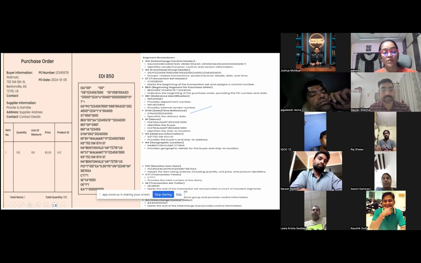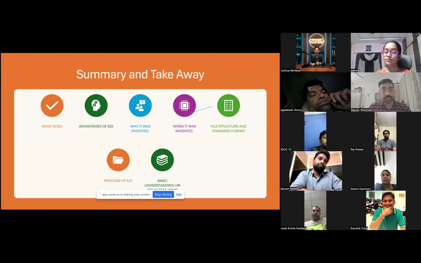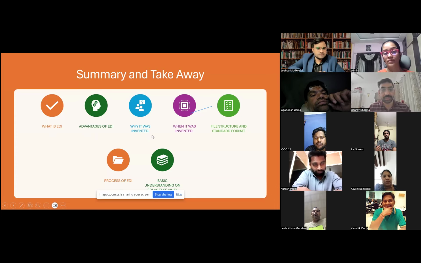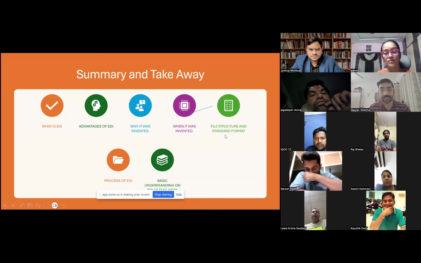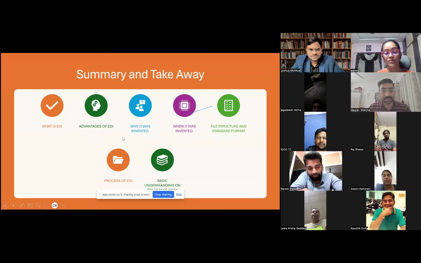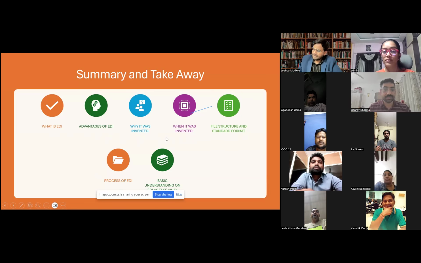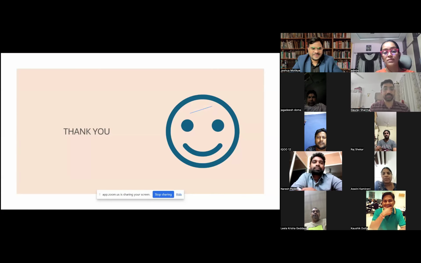So that's it. What is the summary? As a summary, we have discussed what EDI is, the advantages of EDI, why it was invented, when it was invented. The file structure we have already discussed, the standard format. A sample file structure we have discussed, and the process of EDI, how it is processed from one system to another. And the takeaway is a basic understanding of EDI. Now we can understand. With that, I end my presentation here. Thank you.